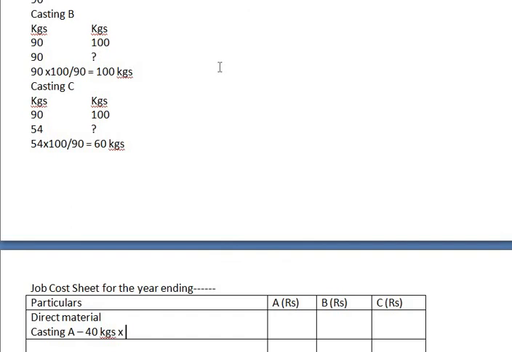So here 125, which will equal 5000. Next, for casting B, 100 kgs into rupees 125. You can write it here as 125, and mention rupees here.